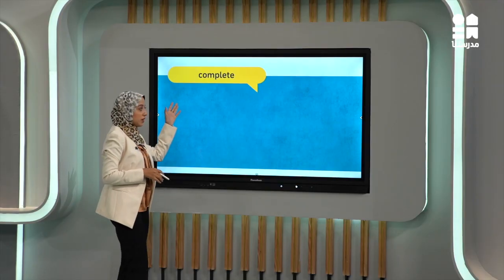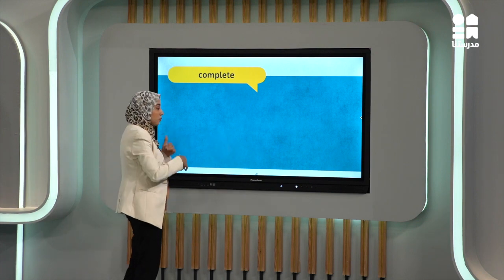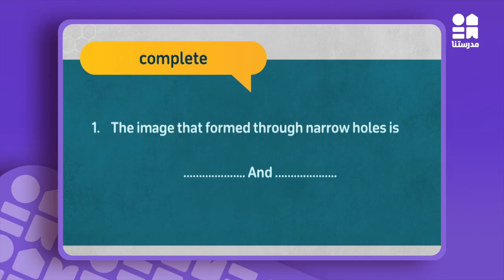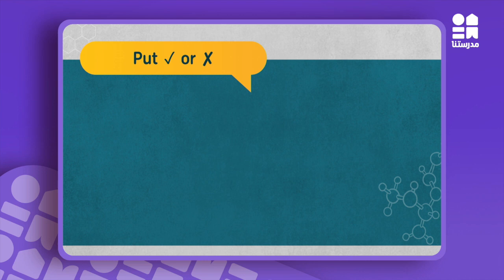Okay, let's start our questions in the lesson. Okay, the first type of question that we have which is complete. So let's complete. Question number 1. The image that formed through narrow holes is خدنا المرة اللي فاتت. Okay, the image that's formed through narrow holes is minimized and inverted. Minimized and inverted. Okay, number 2.